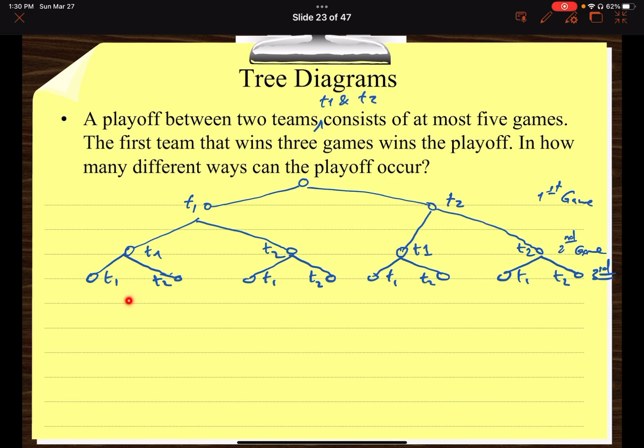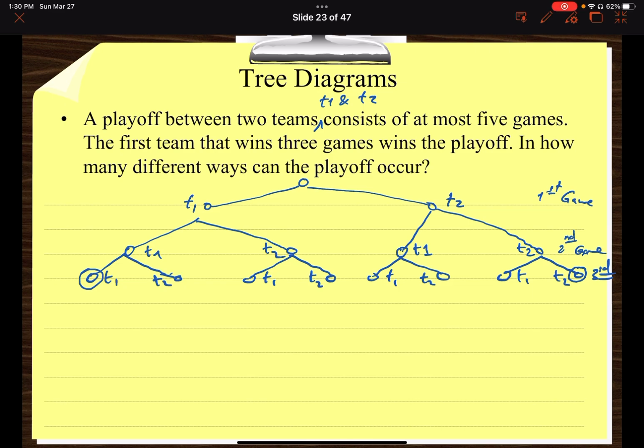Do I have winners here? Yes. Where are they? The most left branch and the most right branch. So we have T1, T1, T1. T1 has won 3 games in this scenario, so this is basically done. And in the second scenario, T2, T2, T2 won the 3 games. So these are basically done.